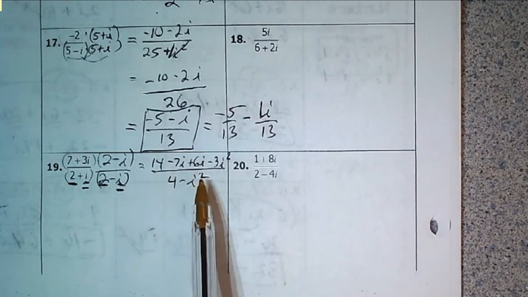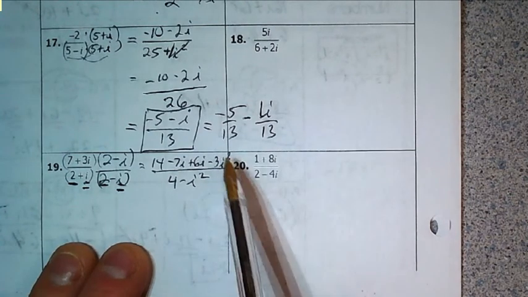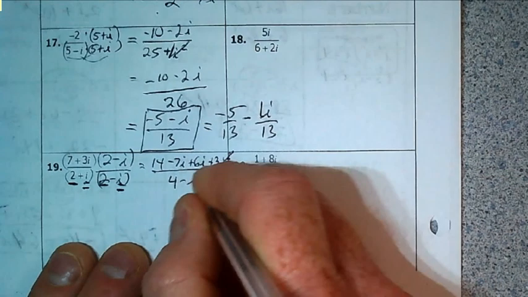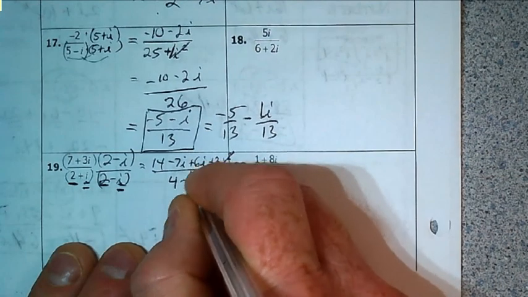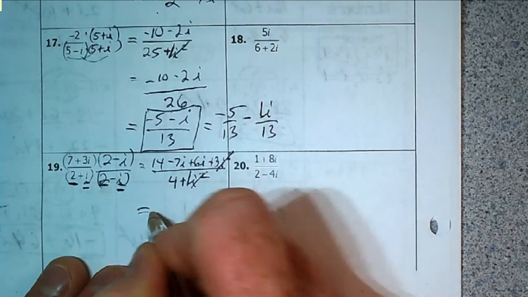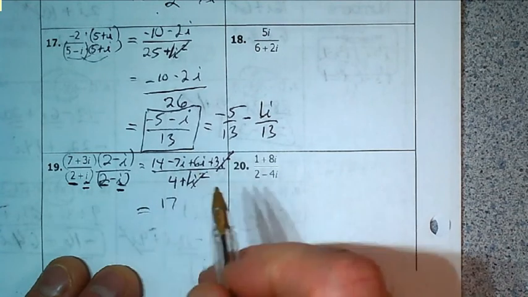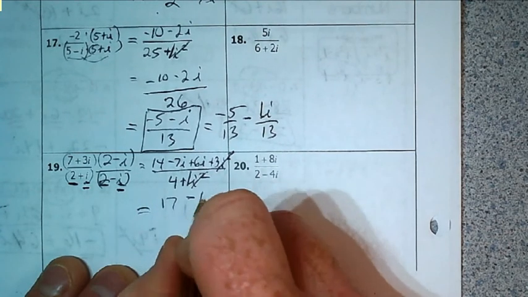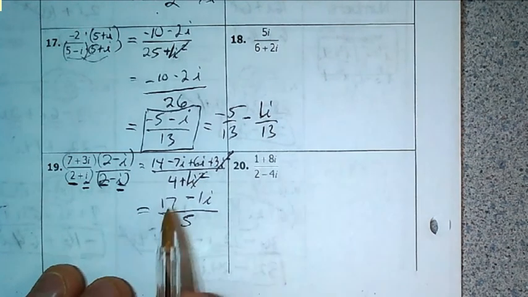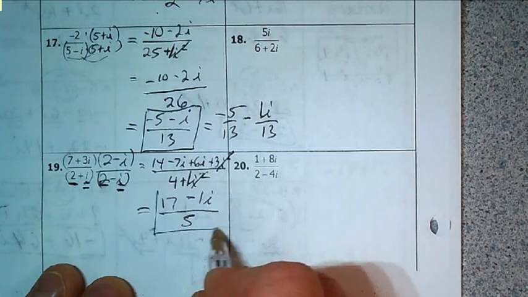So when we finish this, we can cancel this I squared, right? And that makes this a positive 3. We can cancel this I squared, makes that a positive 1. Don't forget your 1 right there. So now we combine like terms. 14 plus 3 is 17. Negative 7i plus 6i is negative 1i, or just negative I, over 4 plus 1, which is 5. Now, are there any common factors here? No, there are not. So that is the final answer.